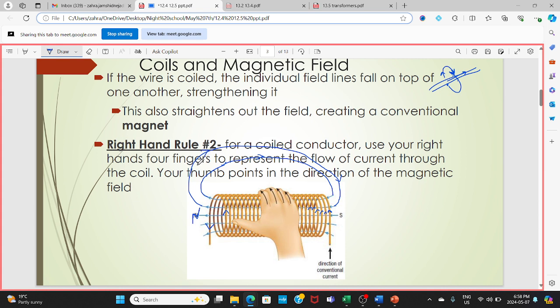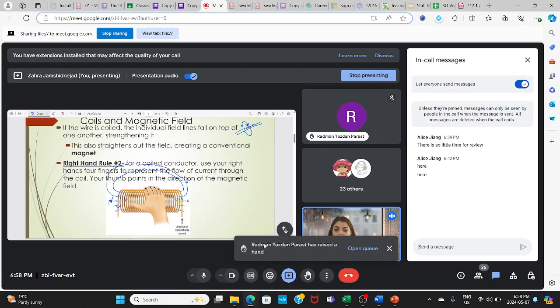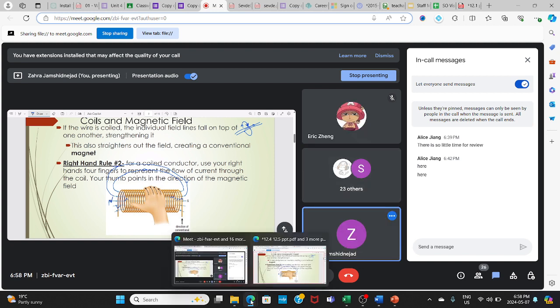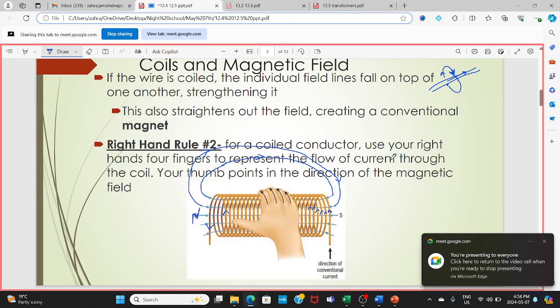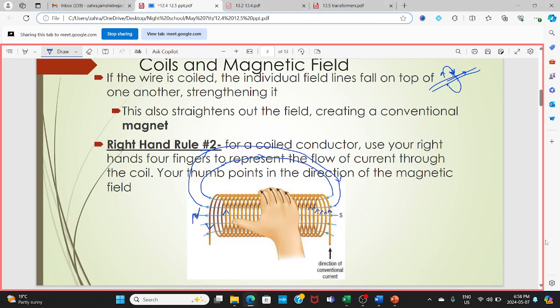So I want to give everyone a chance, just 1 minute, to try. Put your hand across like that, around a solenoid, and try to figure out the North Pole. Everyone trying? I want everyone to try that. I'll give you 1 minute. And if you have a question, just turn on your mic to talk to me.